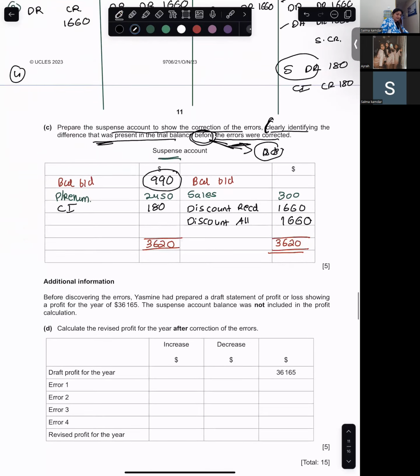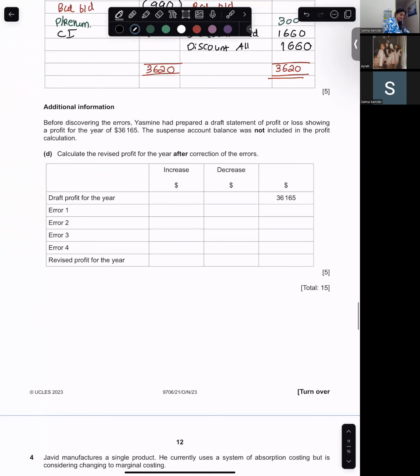Now go to the next part. Can you read this, please? Before discovering the errors, Yasmin had prepared a draft statement of profit or loss showing a profit for the year of $36,165. The suspense account balance was not included in the profit calculation. So the draft profit is 36,165, and they want you to revise the profit.